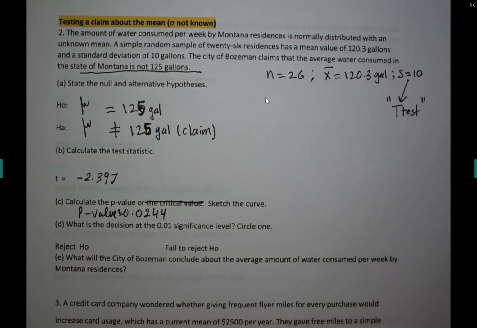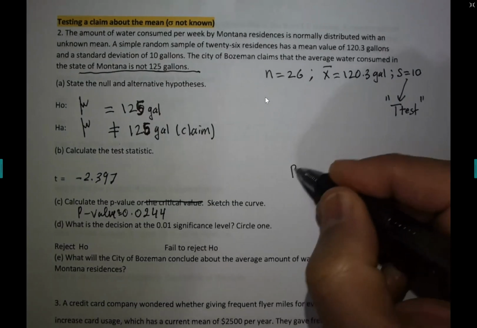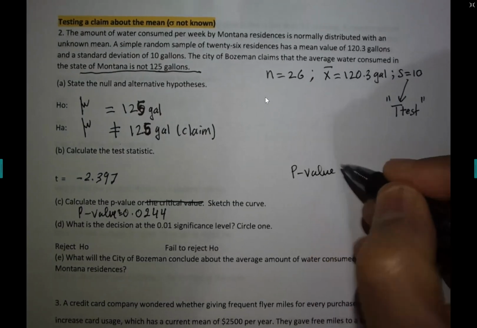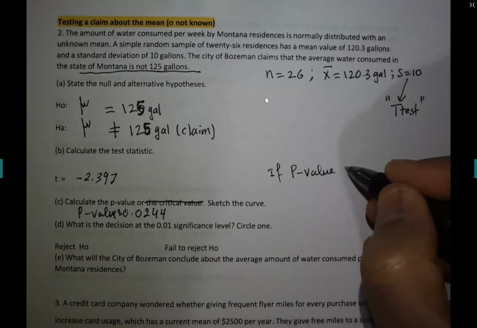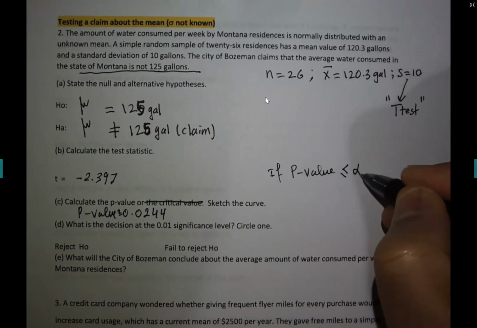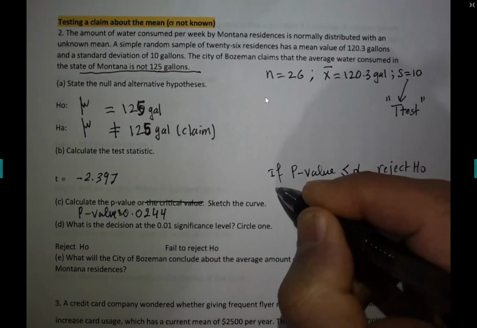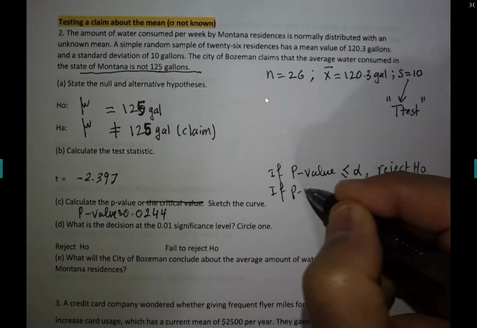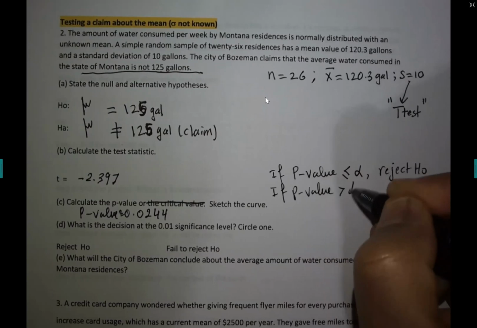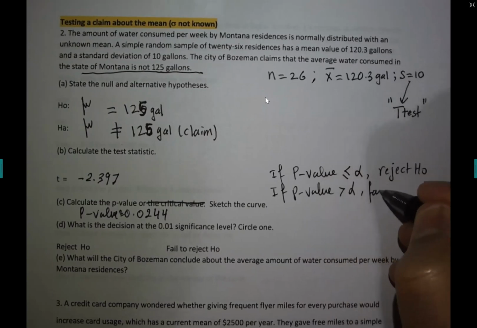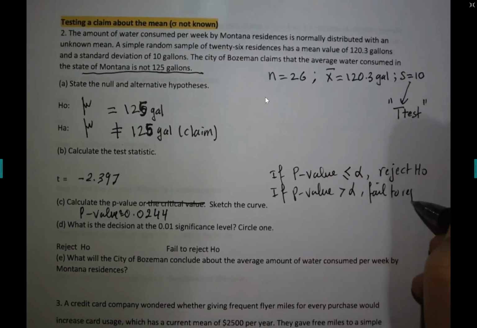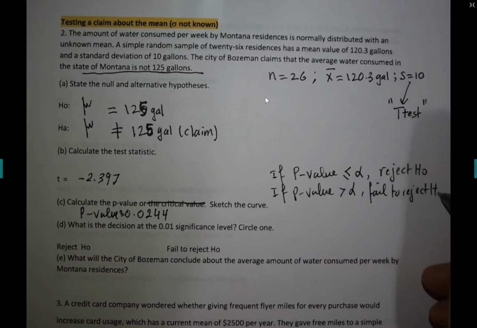What's the decision at the 0.01 significance level? Circle 1. Here's how we use the p-value, guys. You need to memorize this. If p-value is less than or equal to alpha, we reject H0. If p-value is more than alpha, the significance level, we fail to reject H0. You don't need to write this down, but you need to choose one of them.